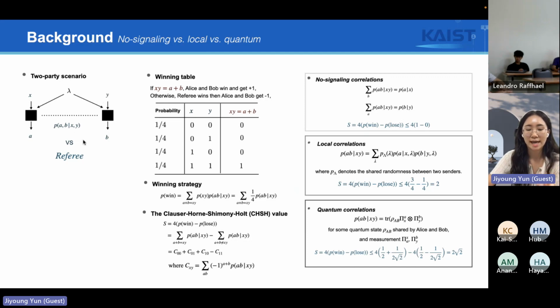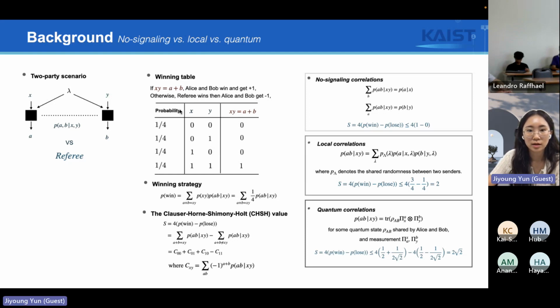So we can consider the game, where the winning condition is that the sum of the outcomes of measurement is equal to the product of the two inputs, that is, XY equals A plus B. Then Alice and Bob win and get +1. Otherwise, if XY is not equal to A plus B, then the referee wins, and Alice and Bob get a -1 score.